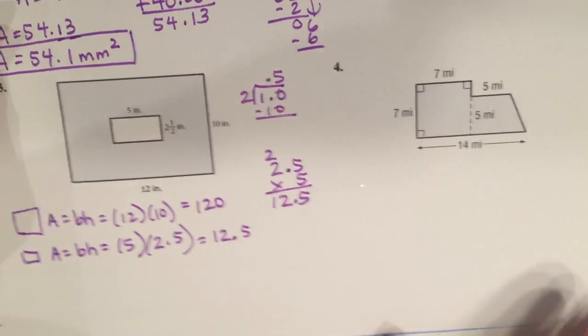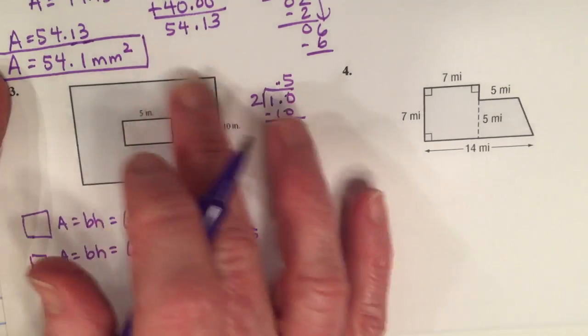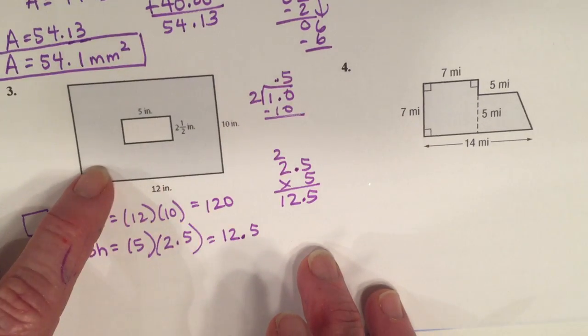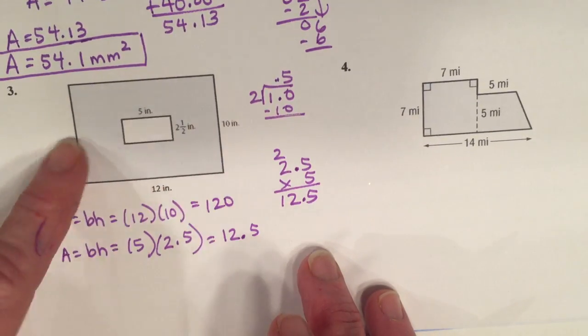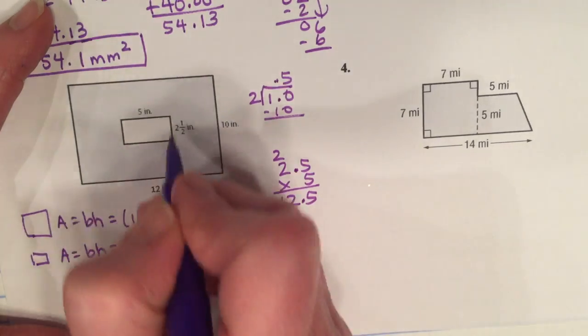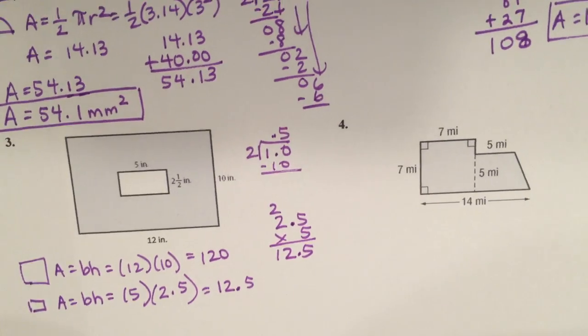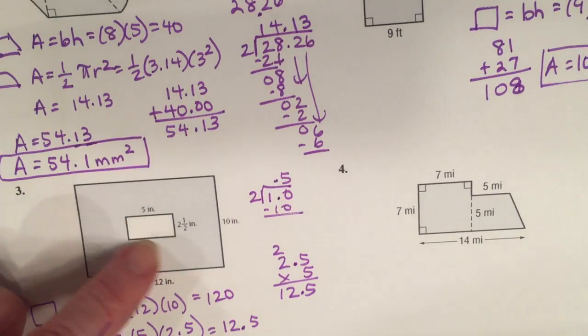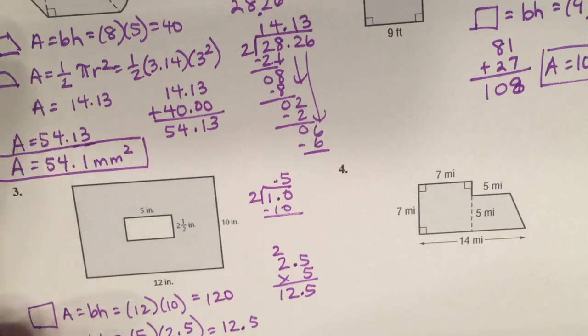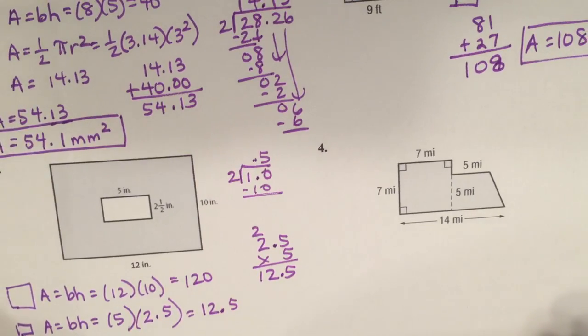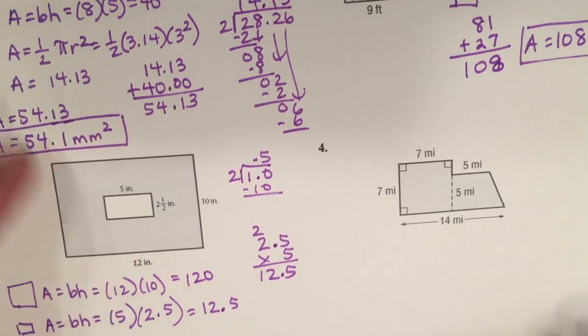Now, this problem's a little different because you're finding the area of just the shaded part. So what they've really done here is they've taken a larger rectangle and they cut out the center of it, kind of like a donut. So the area didn't get larger, it actually got smaller because this piece is now missing. So this is one of those cases when we wouldn't add the two areas together. Instead, we would subtract the two areas.